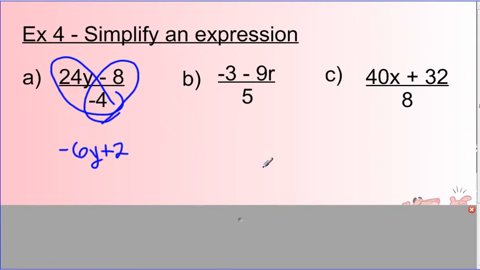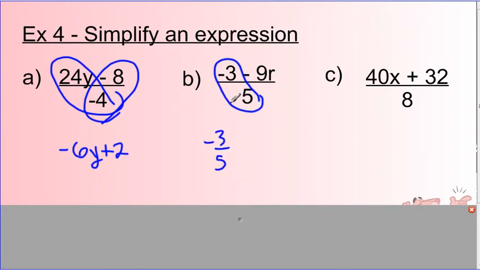Now, letter B. You look at that and you go, 5 doesn't divide 3, or 9 doesn't divide by 5, and you're absolutely right. So what we're going to do to make our lives a little bit easier, and this will come up periodically throughout the rest of the school year as we're doing stuff with fractions and dividing and that kind of stuff, is it is okay to have a fraction for your answer.